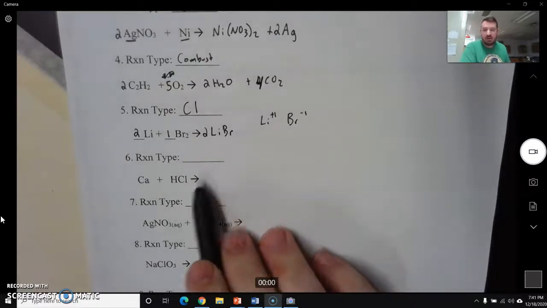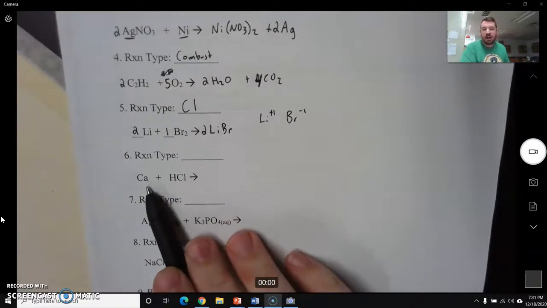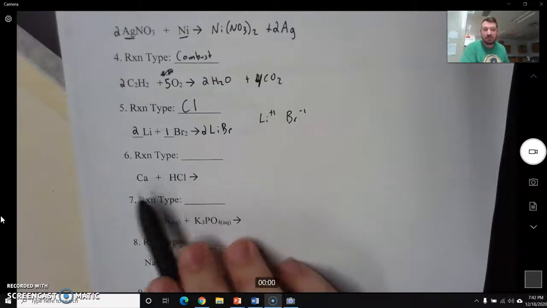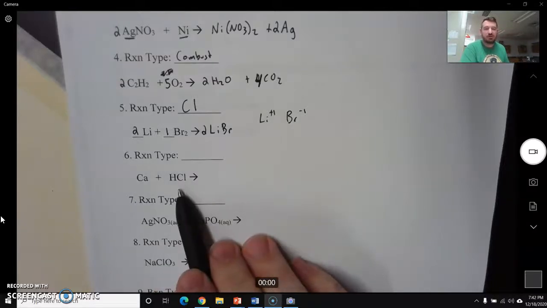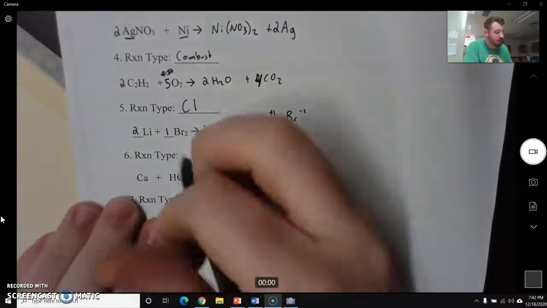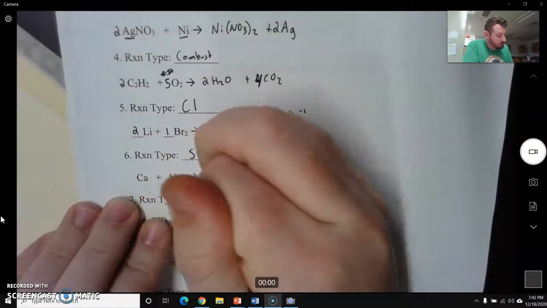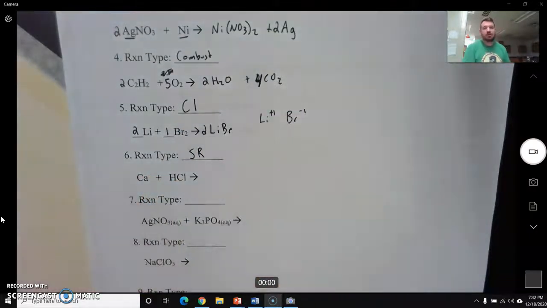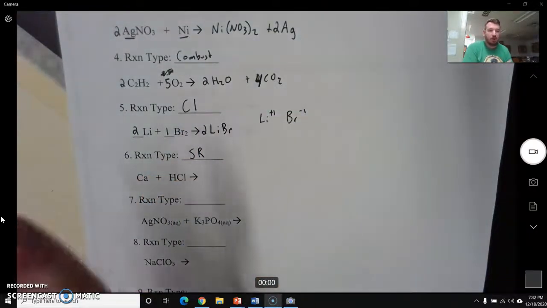Welcome back. So right here we have an element plus a compound. An element plus a compound should tell me that I have a single replacement reaction.